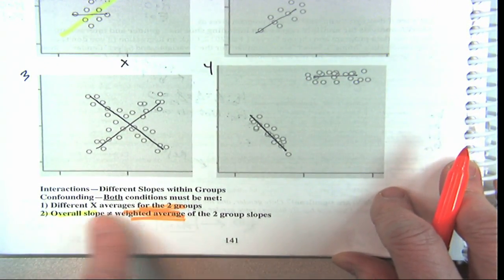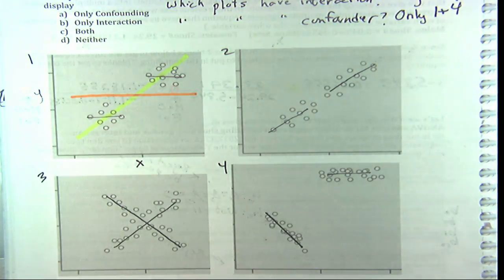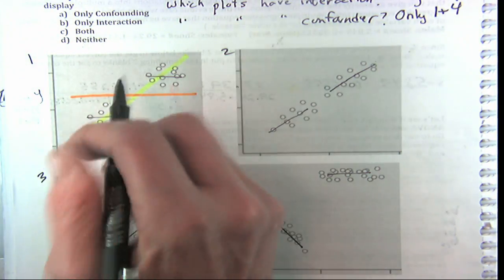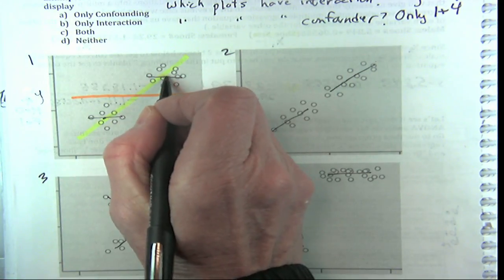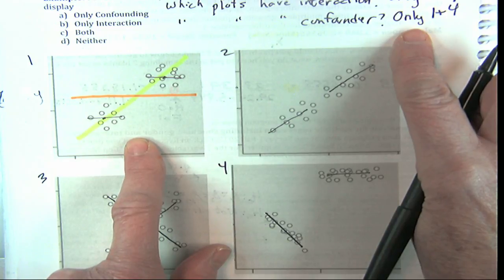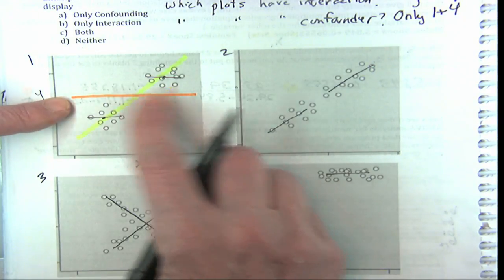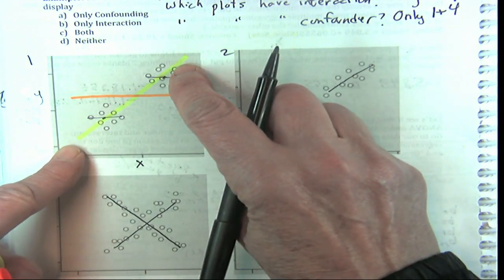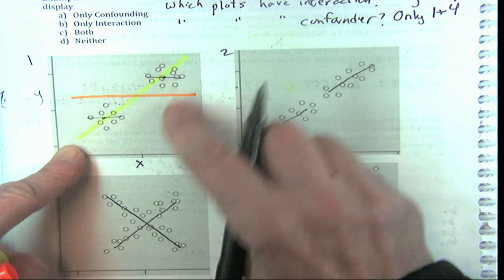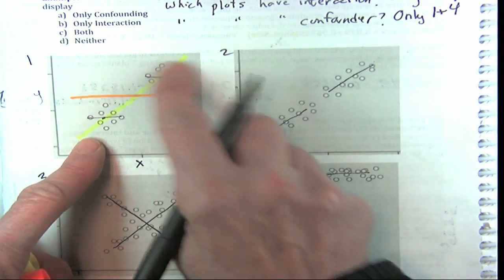And when that's true, you're also going to have different x averages for the two groups. So you can see they have different x's. The x average for this group is right here, and the x average for this group. So that one is confounded. Does everybody understand that? If you did a regression, what would appear is just this yellow line. And you could conclude, if you didn't look carefully, that as x increases, so does y, but it's not true for anybody. So that's why it's bogus.